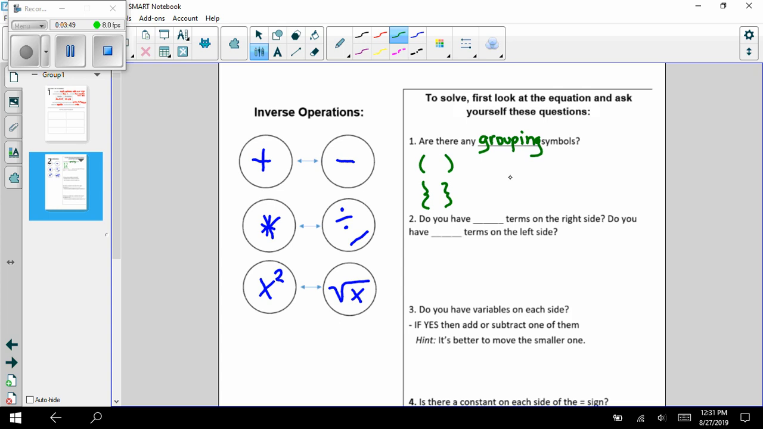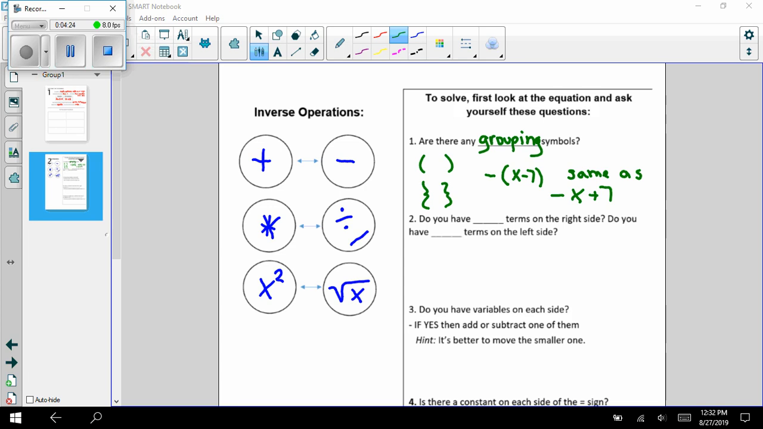And an example would be -(x - 7), which means the same as distributing that negative to everything on the inside. So if we distribute the negative to the x, it means the same as negative x. And if we distribute the negative to the negative 7, a negative times a negative becomes a positive. So negative x plus 7.